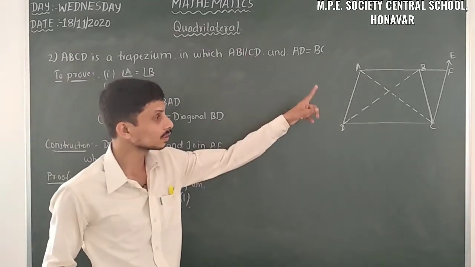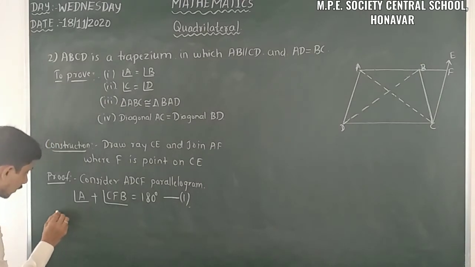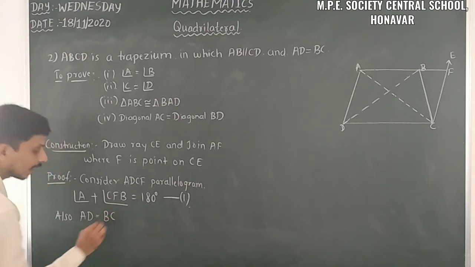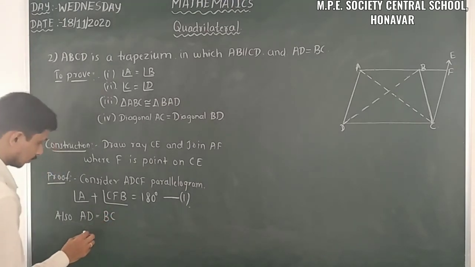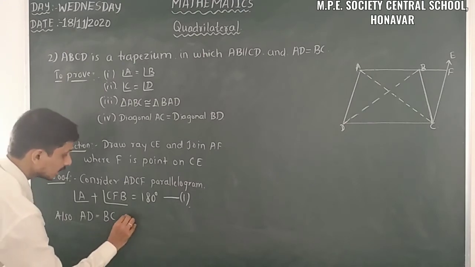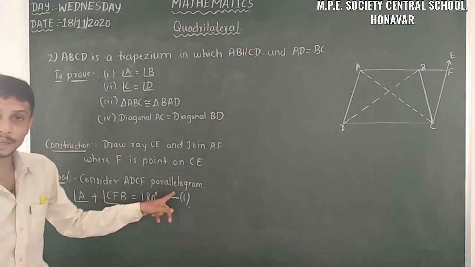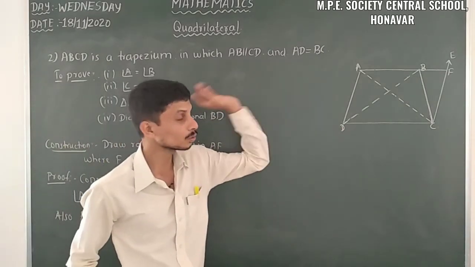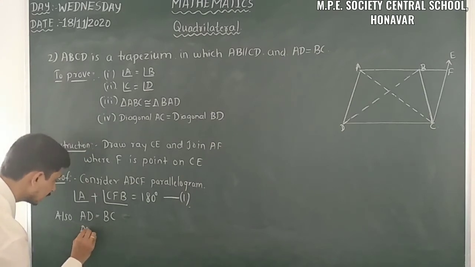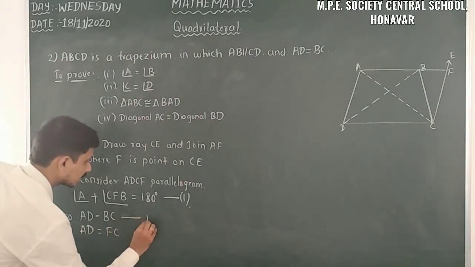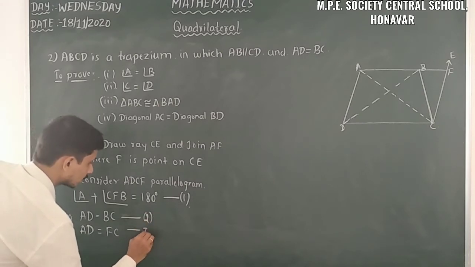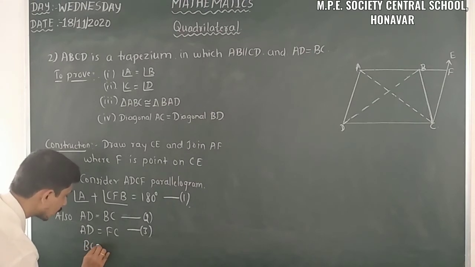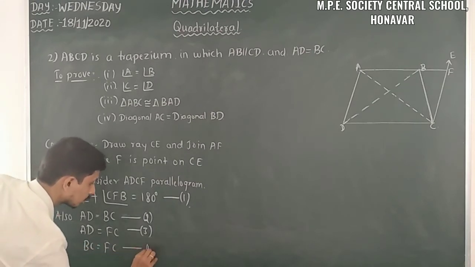Then we have AD is equal to BC. So also AD is equal to BC we have. And from the parallelogram ADCF, in that AD is equal to FC, that is AD is equal to FC. So I will take these as equation 2 and equation 3. So from equation 2 and 3 we can take BC is equal to FC. I will take this as equation number 4.